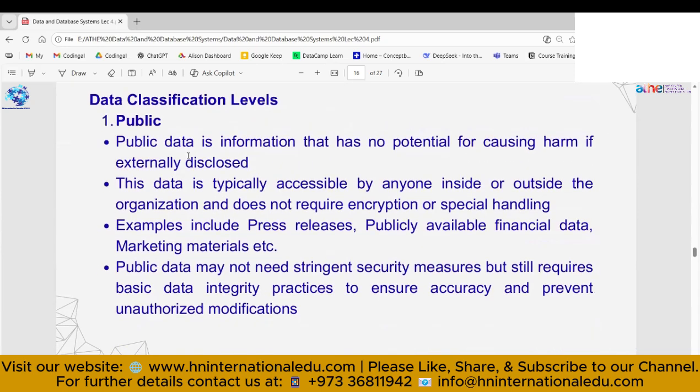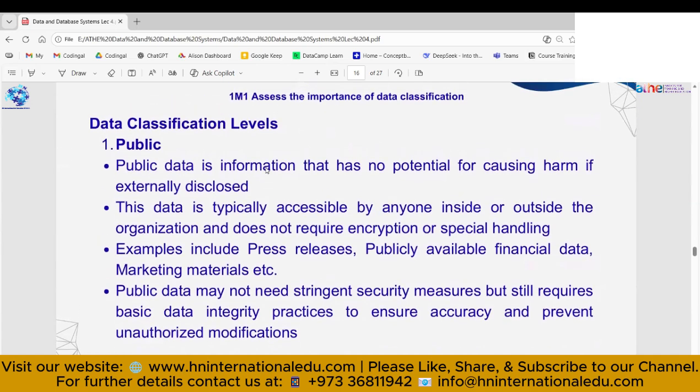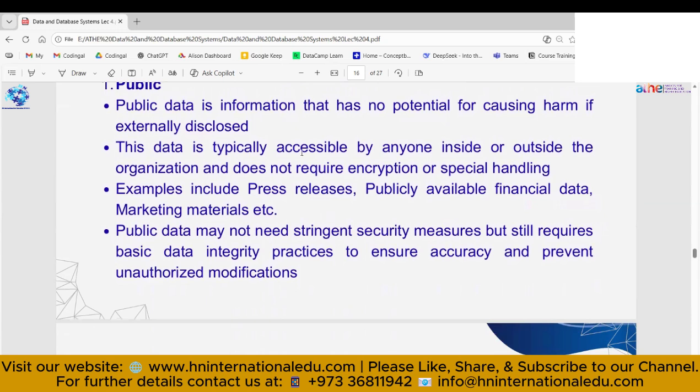So the first one is public data. We have learned about public data, right? That means it's accessible to anyone, and it has very low security measures. That means anyone can access it, anyone can do whatever they please with it. And it has no potential for causing harm if externally disclosed. This data is typically accessible by anyone inside or outside the organization, and does not require encryption or special handling.